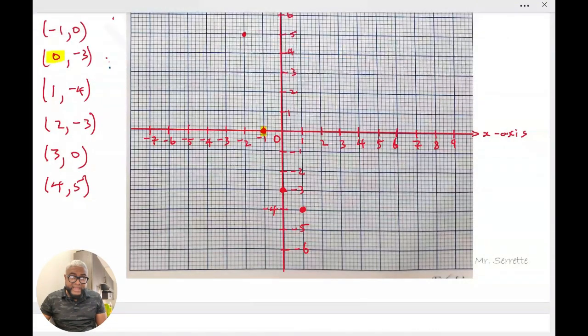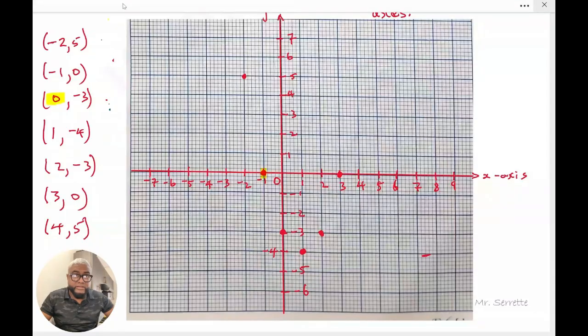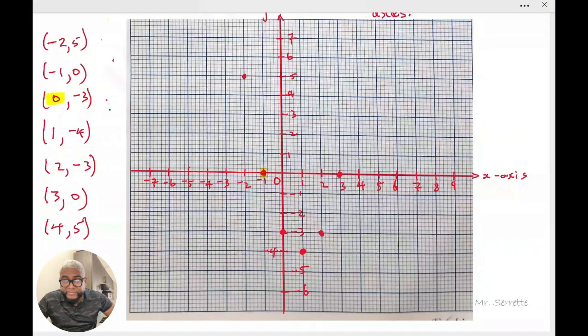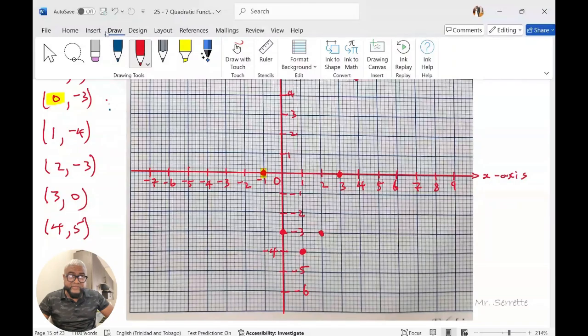Let me go. 2 on the x, negative 3 on the y. Where am I? 2 on the x, negative 3 on the y. Are we here, right here? Yes, right here. Then 3 on the x and 0 on the y will be on this point itself. 3 on the x, 0 on the y. Cool? And then 4 on the x, 5 on the y will be a little higher. So 4 on the x is here, 5 on the y will be quite up here. Everybody good there?